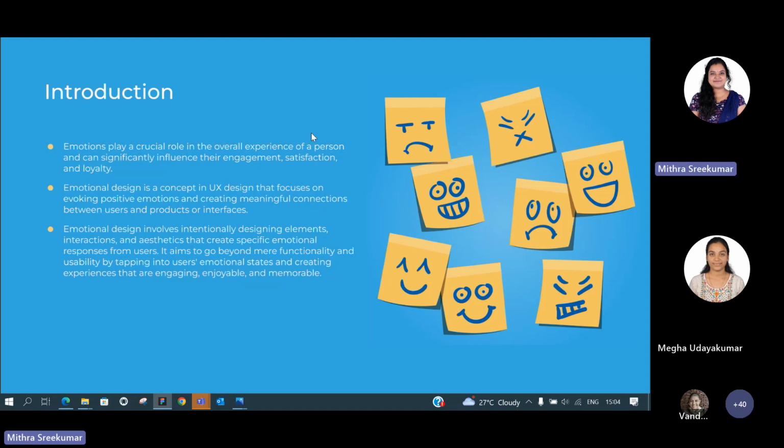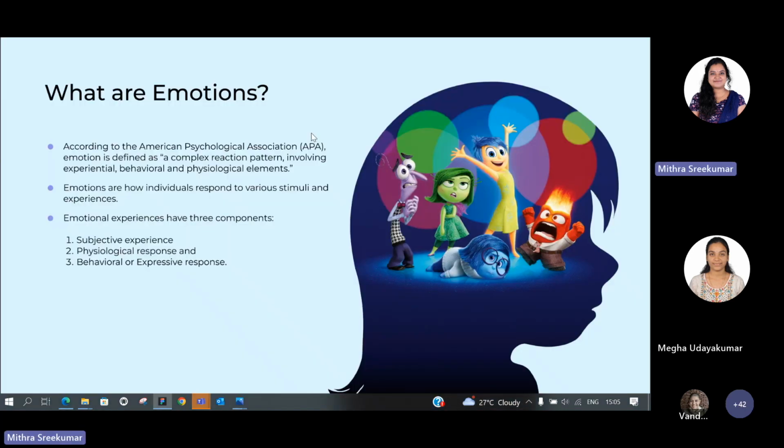So emotional design is a concept in UX design that focuses on how to create those positive emotions and get a connection with the user. There are certain techniques to evoke these kinds of positive interactions, and tapping into the user's emotional state can create some excitement, engagement, loyalty, and a memorable experience for the user. So let's get deeper into it.